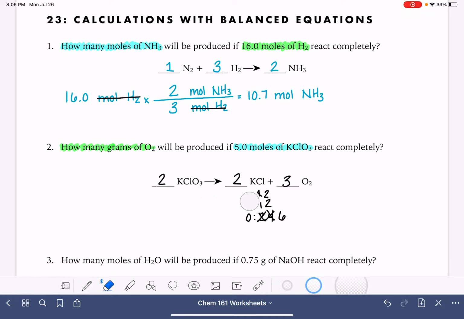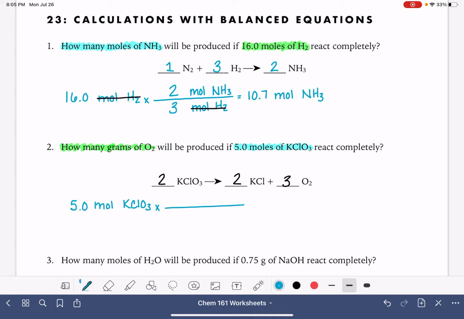And now we're ready to actually work on the stoichiometry part of the problem. Again, we want to start by writing the number and the unit that was given to us in the problem. That is 5.0 moles of KClO3. And then next we want to multiply by a conversion factor that puts the moles of KClO3 down on the bottom because we're trying to get rid of those. And ultimately we want to convert into grams of O2.